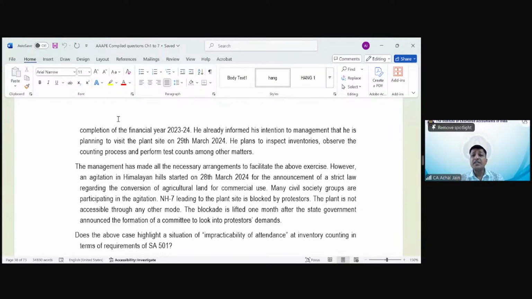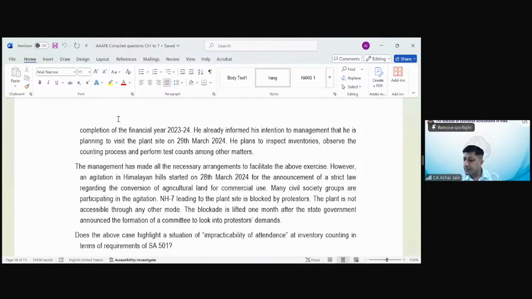Does the above case highlight a situation of impracticability of attendance in relation to the physical verification of the inventory as per the requirements of auditing standard SA 501? Over to you.